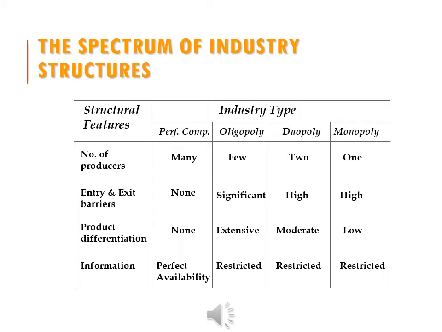And just for you to understand the different industry types that we have: perfect competition, which you can see in the first one, and we have the monopoly on the right side. In perfect competition, there are many producers and it is easy to enter or even exit the industry. There are little or no barriers to enter or exit the industry.